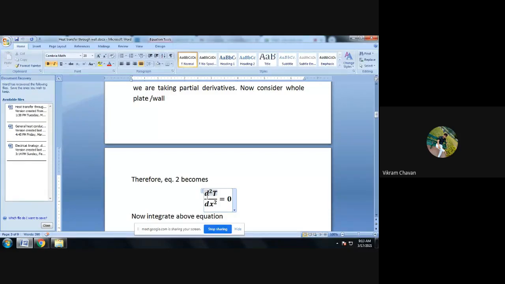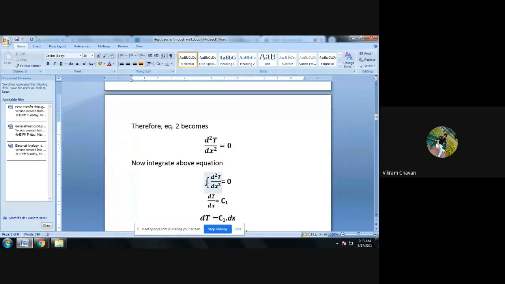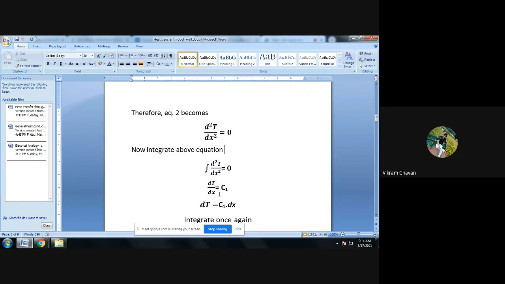So in that case we need to integrate this equation. We have to remove the derivatives, and to remove the derivatives we have to integrate the equation. So integration of d²T/dx². In the first integration, the first derivative will be cancelled, and one constant appears. It is a mathematical law that when you integrate an equation you have to add one constant. So after integration we will get dT/dx = C1.